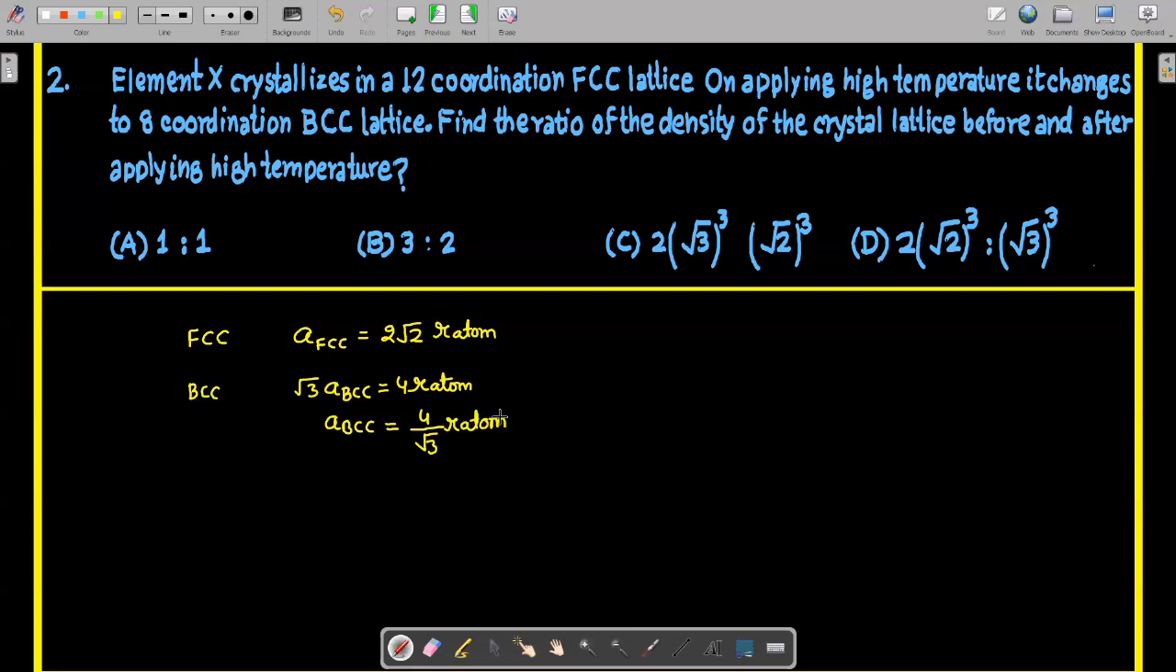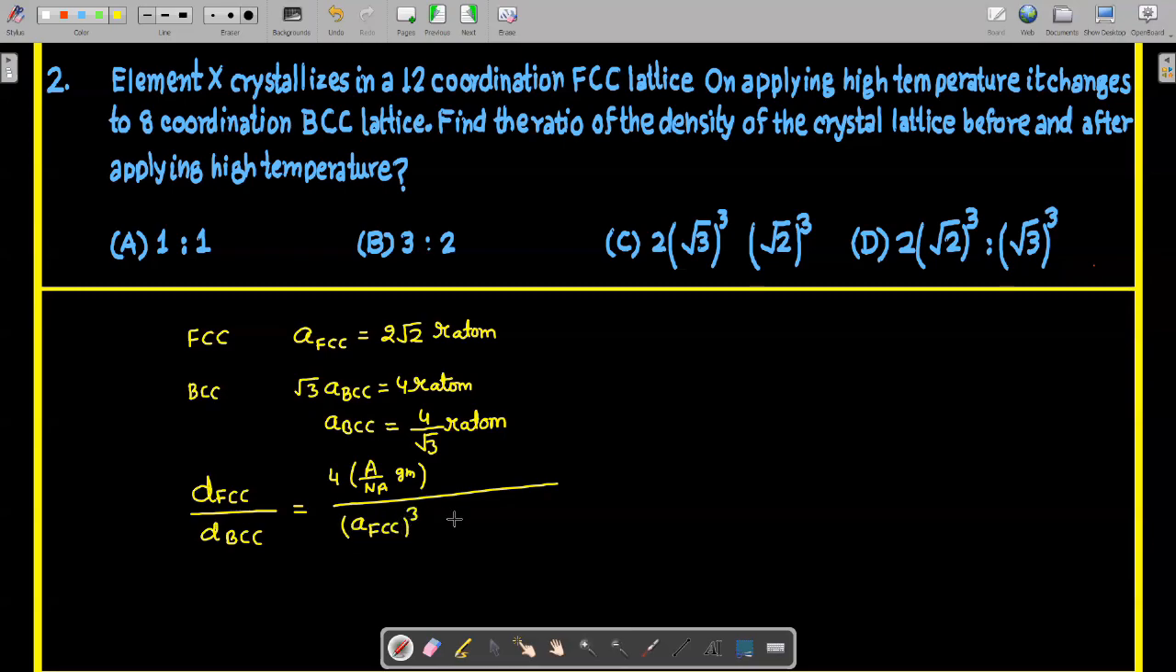And now we can compare the density of the crystal before and after, meaning density of FCC upon density of BCC. Density is mass upon volume, mass of unit cell upon volume of unit cell. So for FCC mass, in FCC there are 4 atoms. So mass of one atom is equal to atomic mass divided by Avogadro number. So if atomic mass is in gram, this is coming in gram, divided by the edge length of FCC whole cube.